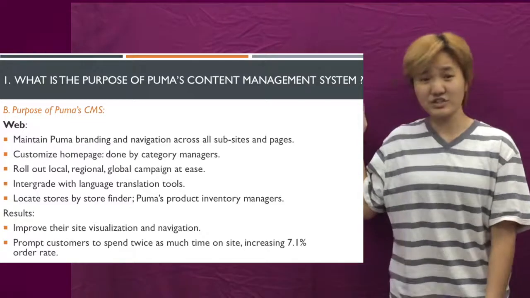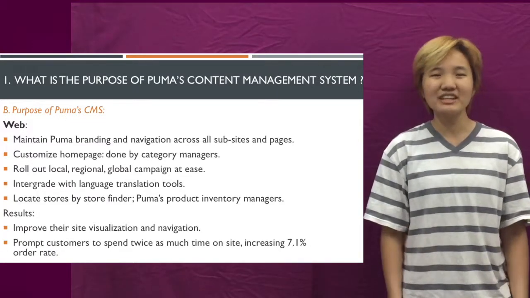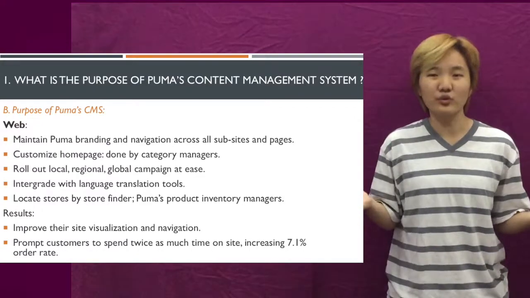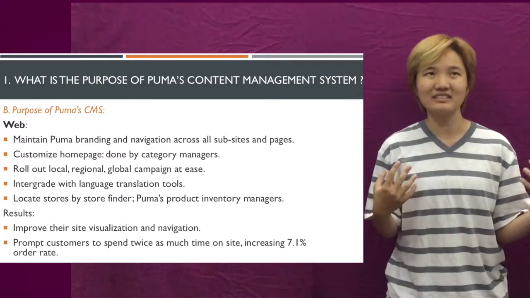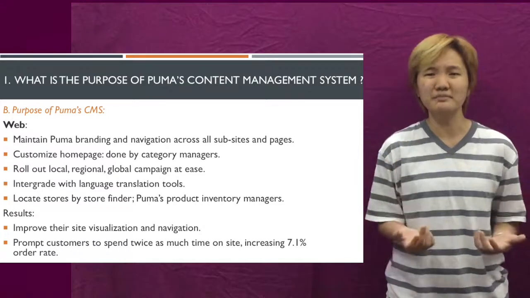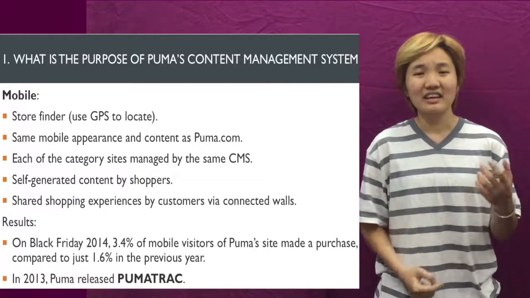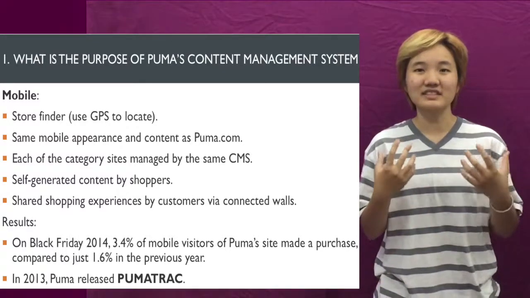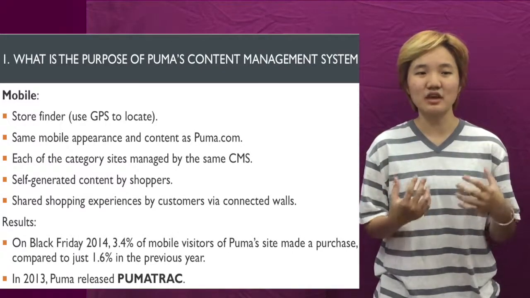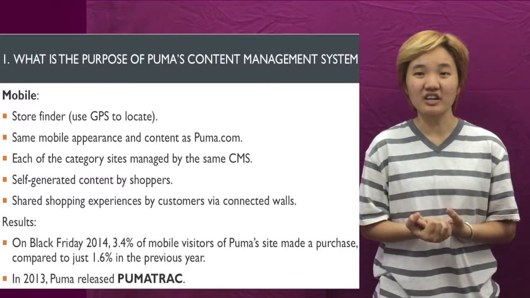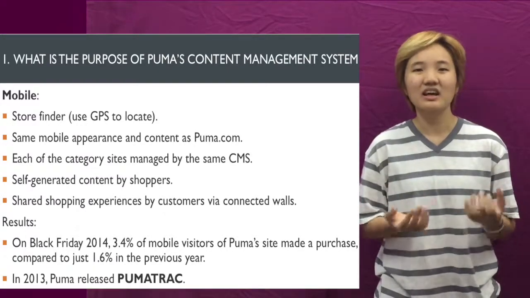The first one is to improve the site visualization and navigation. Second, prompt customers to spend longer time on the website, and it increased the order rate by 7.1%. And on mobile, they can use GPS to locate their store. Also, it has the same appearance and content as Puma.com, and each of the category sites is managed by the same CMS.